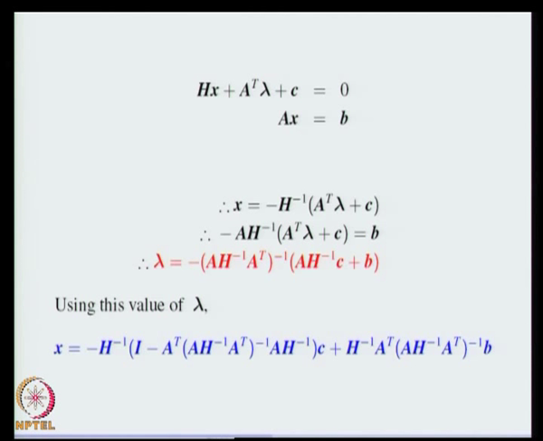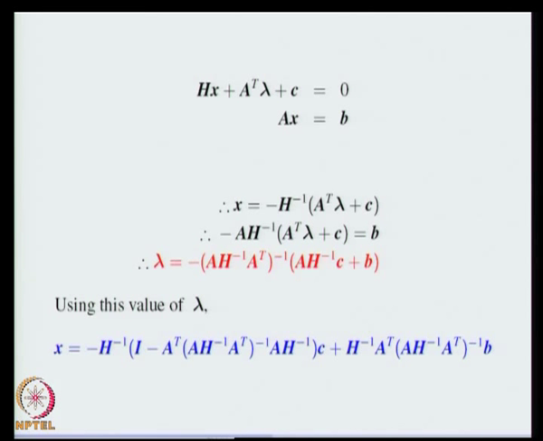So, you will see that for a quadratic program with linear equality constraint of the form Ax equal to b, the optimum value is x equal to this. So, it is very easy to find a solution of a quadratic program with linear equality constraint, provided the Hessian of the objective function is symmetric positive definite, so that inversion of that matrix is possible.